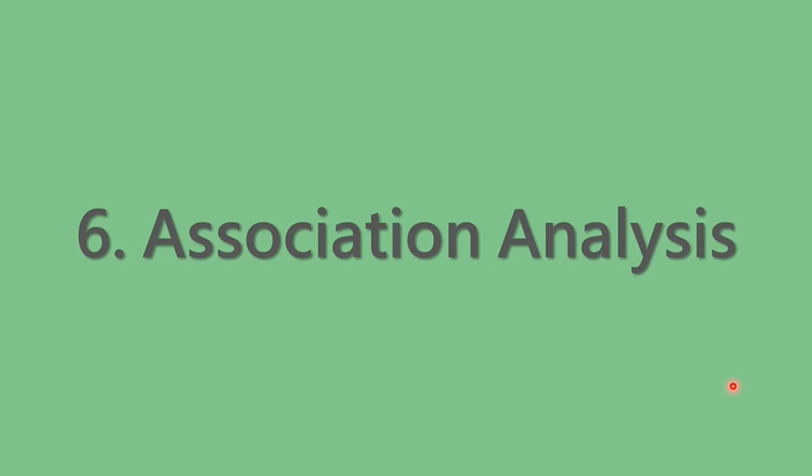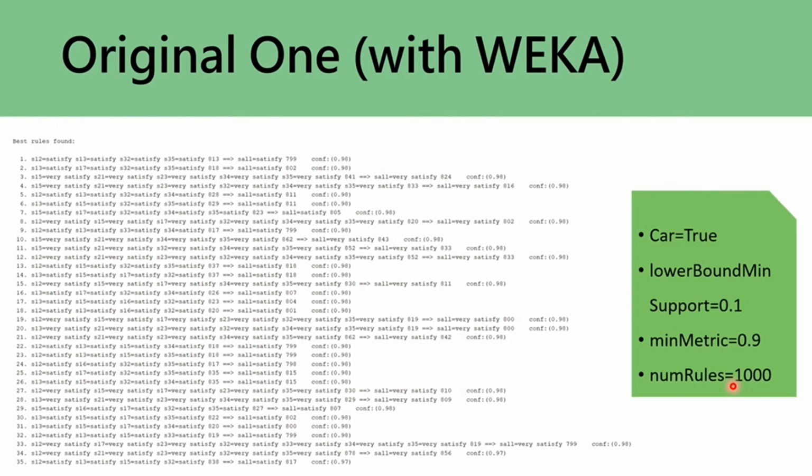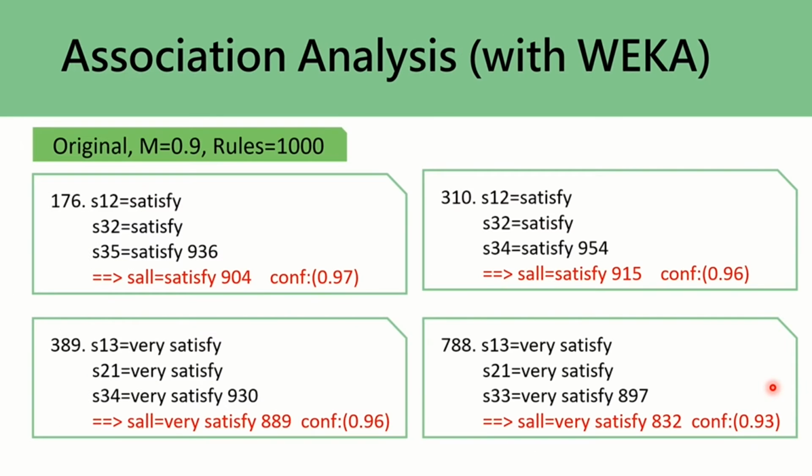I'm going to talk about association analysis. I use original data to do association analysis with Weka. I set car equal true, lower bound minimum support equal 0.1, minimum metric equal 0.9, and number of rules equal 1000. Here are 4 of all rules.